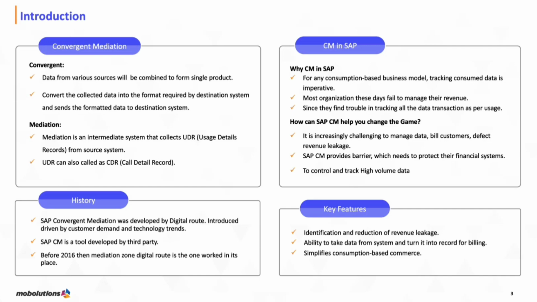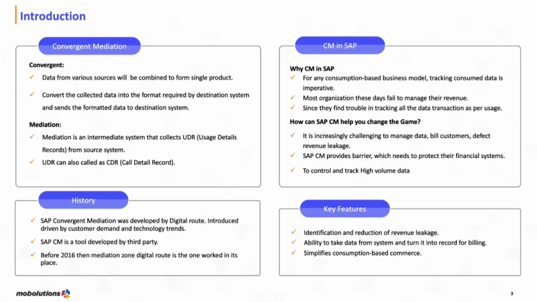So the conversion mediation normally works as an intermediary between the source and destination system. Data from the various sources will be combined into a single product that comes into the conversion part. And when we talk about the mediation, the mediation comes as a third party or intermediate system where the source and destination system can have different types of format, and mediation can support them by passing the UDR or CDR based on the need.